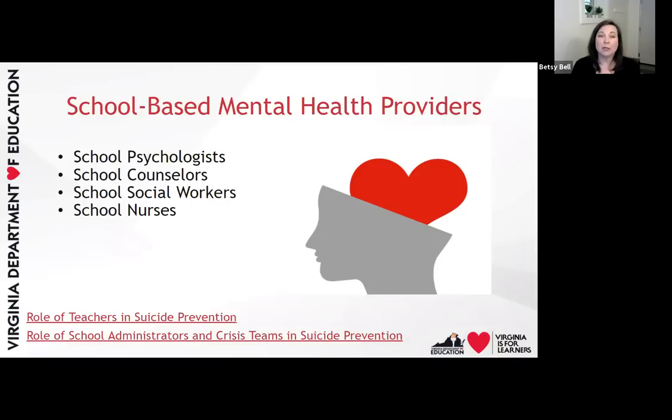If one of these folks is not available, an administrator would probably be where you would go next, and then they will find one of the mental health providers for you or get one from another school. And then you can also look at, there's a link here, and it's also on the VDOE webpage, and it'll also be linked on the Virginia Center for School and Campus Mental Health page: the role of teachers in suicide prevention, and also the role of school administrators and crisis teams in suicide prevention. So if you ever have any questions, those are good resources. But it's also important to remember, never wait until the end of the day. Notify one of your school-based mental health providers as soon as you possibly can when you have a concern about a student.